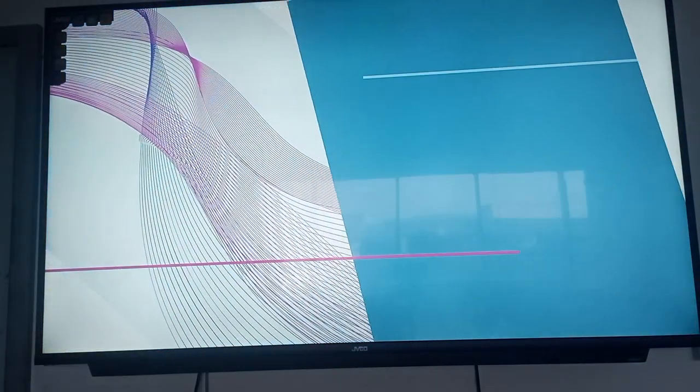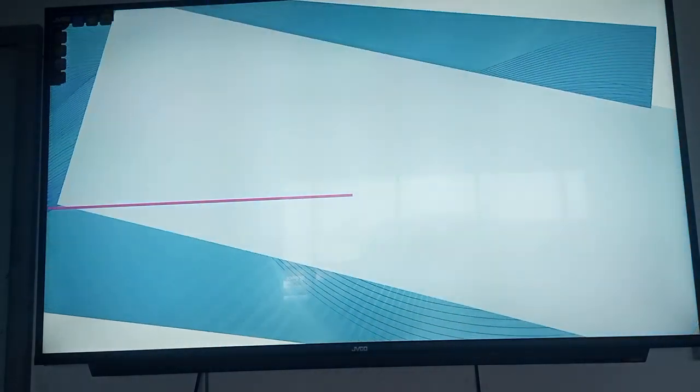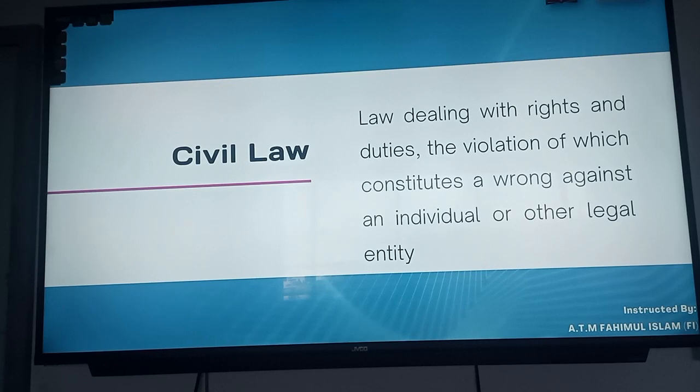We can move towards civil and criminal law. Civil law deals with the rights and duties, the violation of which constitutes a wrong against an individual or other legal entity. So, to state in a bookish term, civil law deals with behavior that constitutes an injury to an individual or other private party, such as corporations. For example, defamation, breach of contract, negligence resulting in injury or death, and property damage, all those are under civil law.